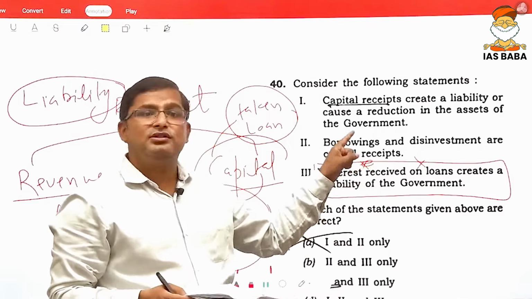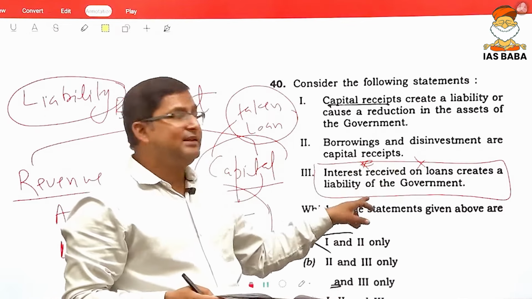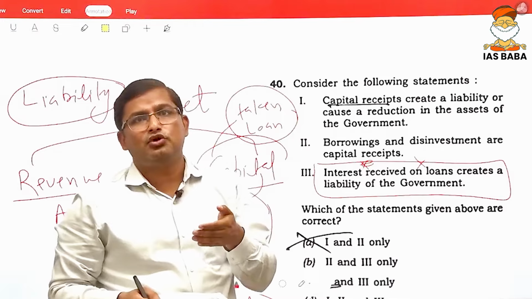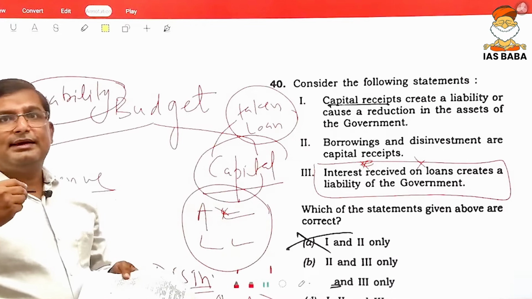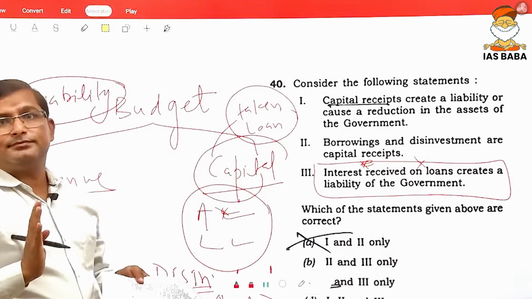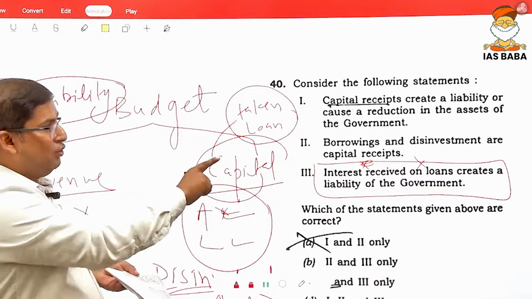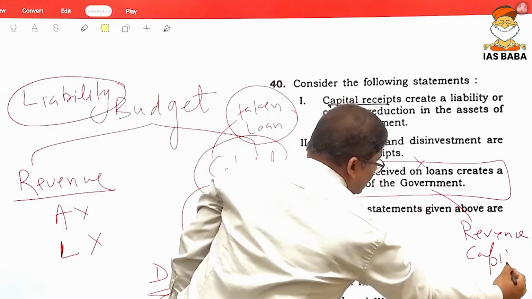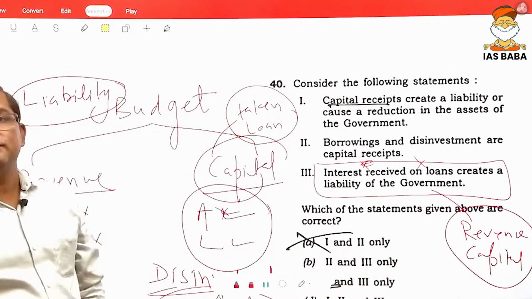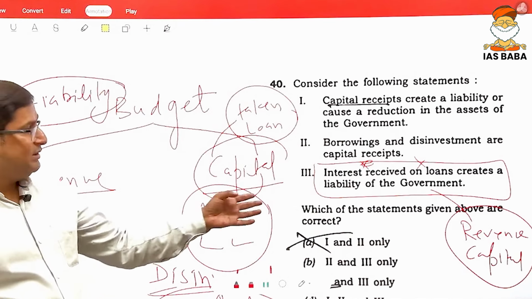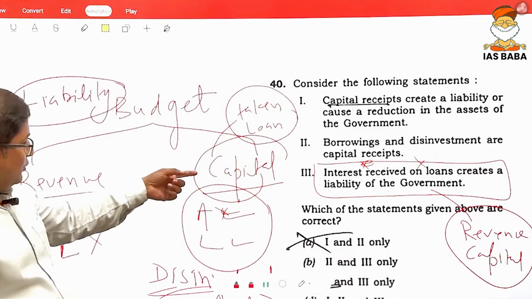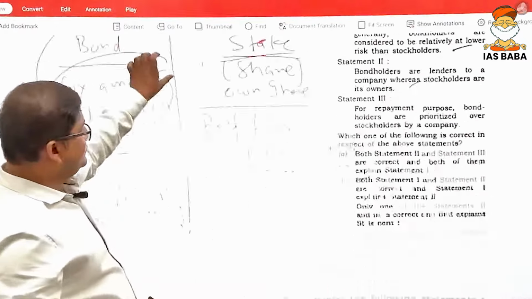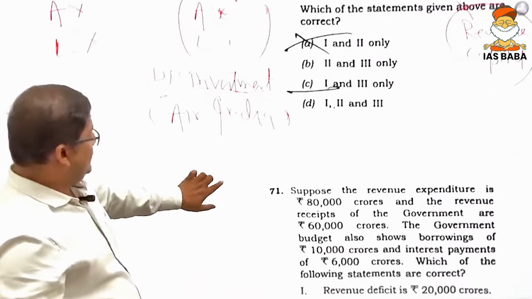If the government of India has received the interest on the loan, then it doesn't create a liability for the government, because it was the interest which was due to the government. The government was supposed to get a return as interest for the loan which the government has disbursed. So interest received on the loan comes under revenue receipt, not capital receipt, because it doesn't impact the asset and liability of the government. So if it is not impacting asset and liability, then it comes under revenue receipt. So here only two statements are correct, statement 1 and statement 2. So the answer would be 1 and 2.